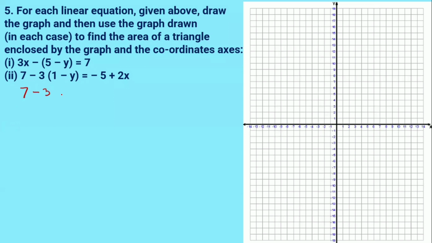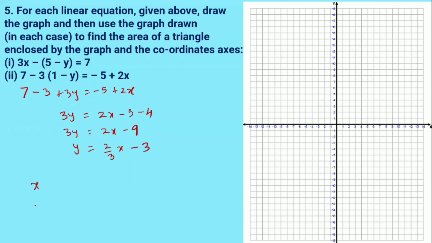7 minus 3 into y is plus 3y, which is equal to minus 5 plus 2x. So we get 3y is equal to 2x, and 7 minus 3 is 4, so minus 5 minus 4. So 3y is equal to 2x minus 9. Now let us find the values of x and y. Making y the subject, y is equal to 2 by 3 x minus 9 by 3, which is 3. So 2 by 3, dividing by 3 over here.